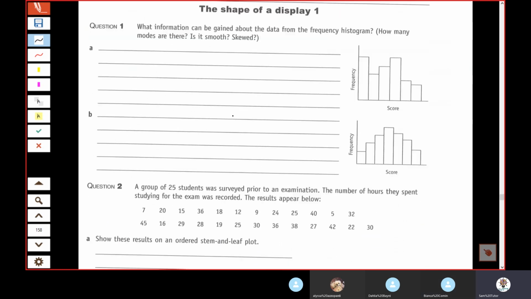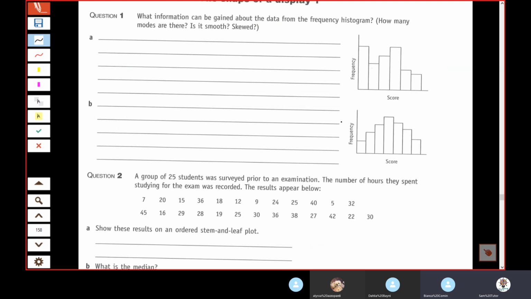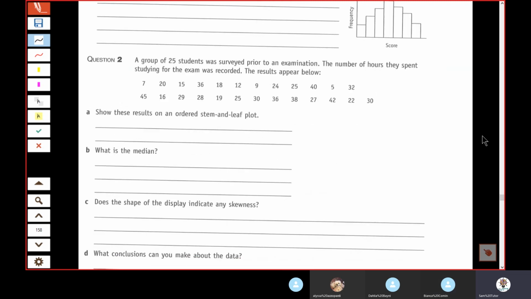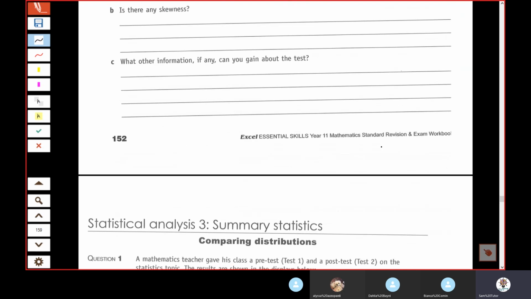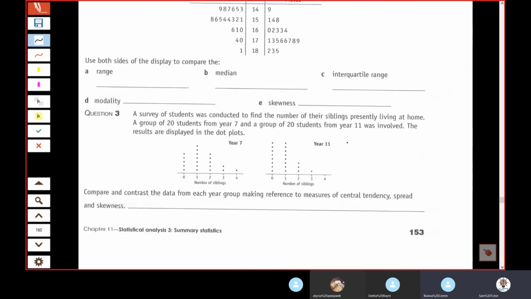Okay. Are we reaching the end of this, or does anyone want to just make sure? So skewness. So still skewness. And then comparing.